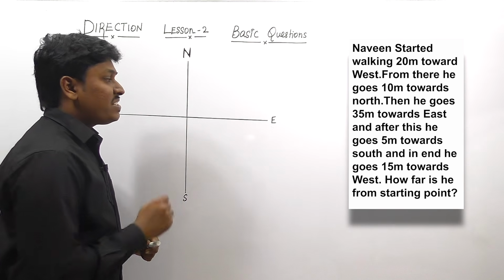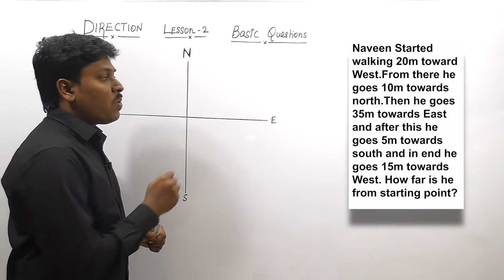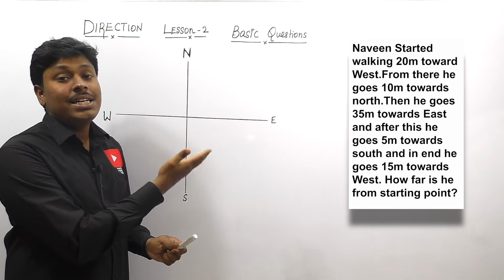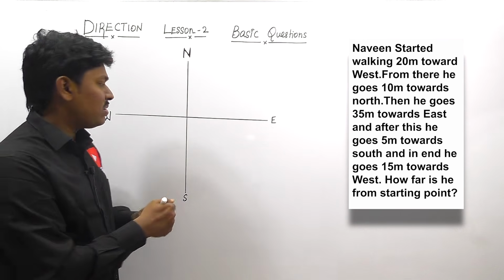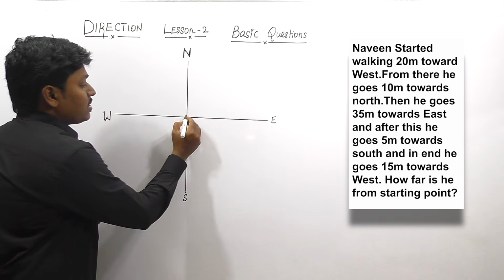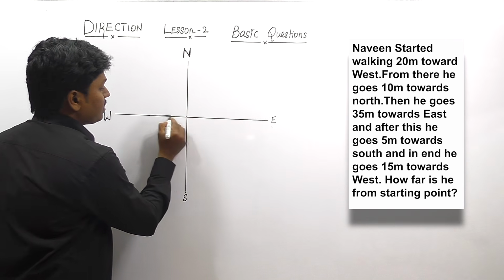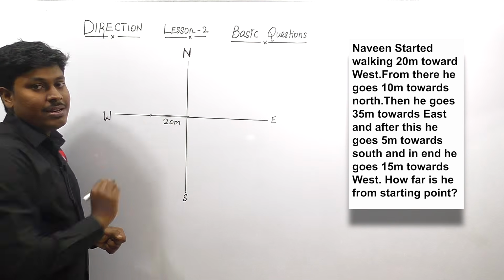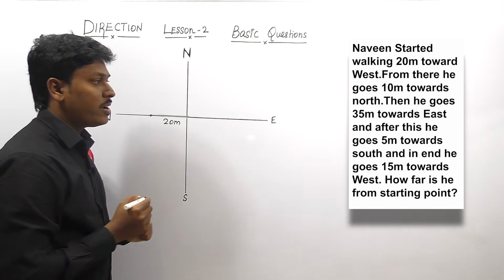Let me move on to question number 5. Naveen started walking 20 meter towards west. So friends, there is a person Naveen, he started walking 20 meters towards west. We know that this is the western side, so he is walking 20 meters. Okay, we can say that this will be 20 meters and he is walking towards the western side and he is at this point.